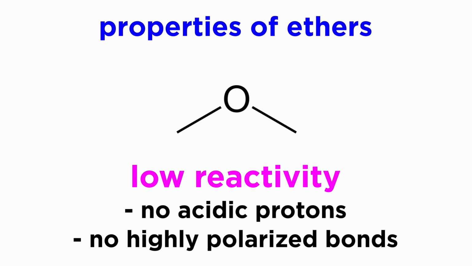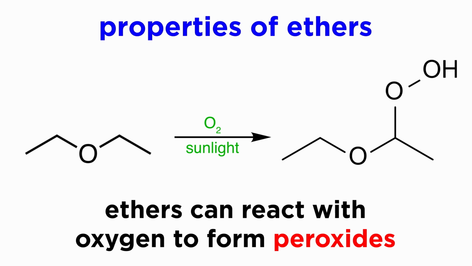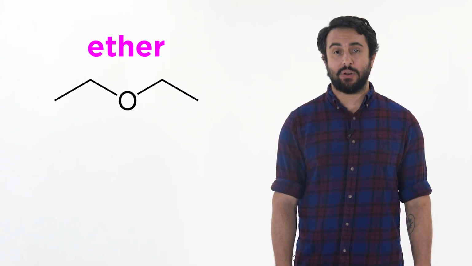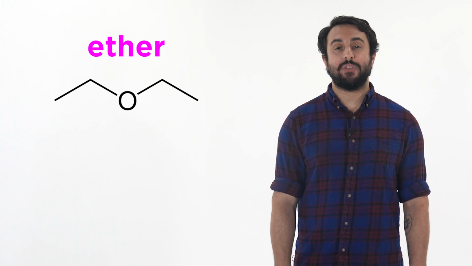Ethers tend to be less reactive, as there are no acidic protons or highly polarized bonds. However, ethers can react slowly with oxygen in the air to yield peroxides, which contain an oxygen-oxygen bond. With that, we have a better understanding of ethers, how to name them, and some of their properties.